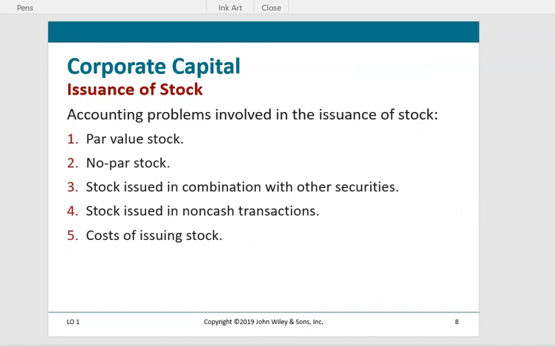Some things that we want to know about the issuance of stock, that you're probably familiar with most of these terms from earlier accounting classes: par value, no par, stock issued in combination with other securities, stock issued in non-cash transactions, and the cost of issuing stock. Let's account for each one of these in the slides ahead.